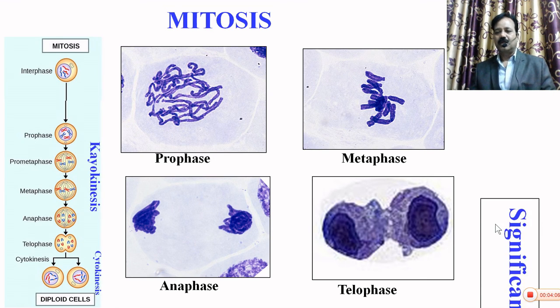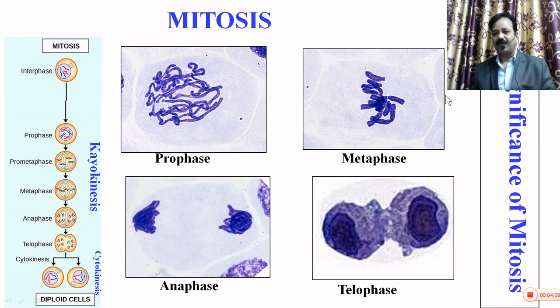Now, the next one is the significance of mitosis. Mitosis results in the formation of two diploid daughter cells with identical genetic material. Mitosis is responsible for the growth and development of the embryo from the zygote. Mitosis is important for cell repair. The cells of the upper layer of the body, the inner lining of the gut, and other organs are frequently replaced by the process called mitosis.